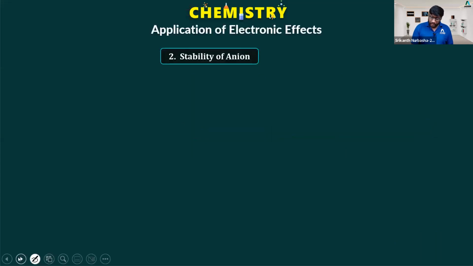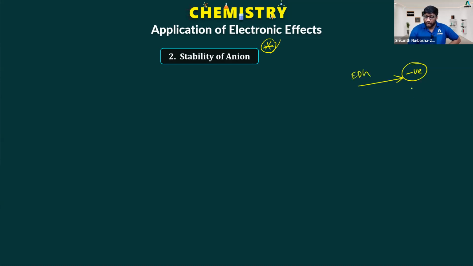Next is the stability of anions. Up to now we have discussed different types of cations, benzylic carbocations and normal systems as well. Now discuss the stability of anions. Anions means they have a negative charge. So we have two cases: electron donating group and electron withdrawing group. An electron withdrawing group decreases the charge and increases stability.